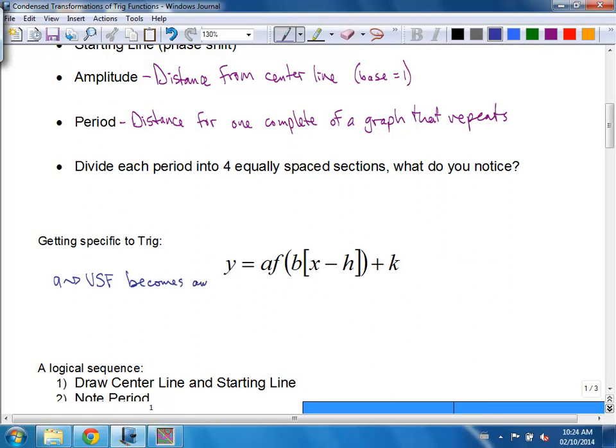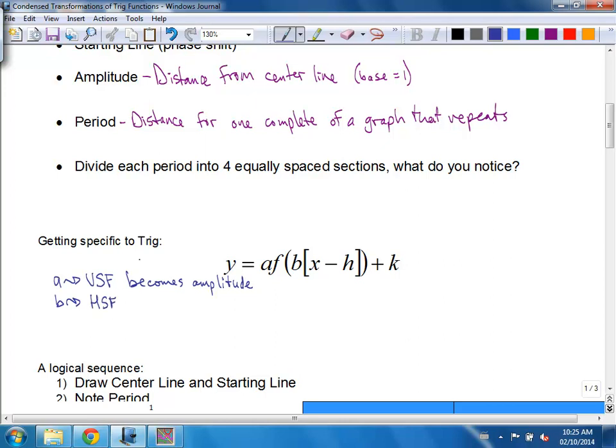So one skill you're going to need to learn about is just transferring the vocab. Okay? So we used to call this one here, this B, we used to call that the horizontal stretch factor.